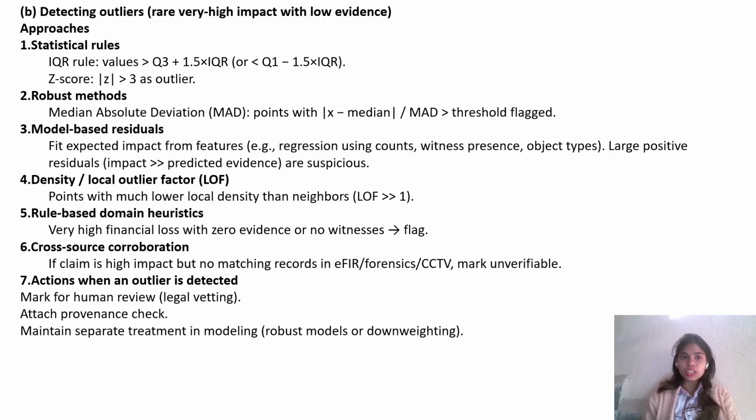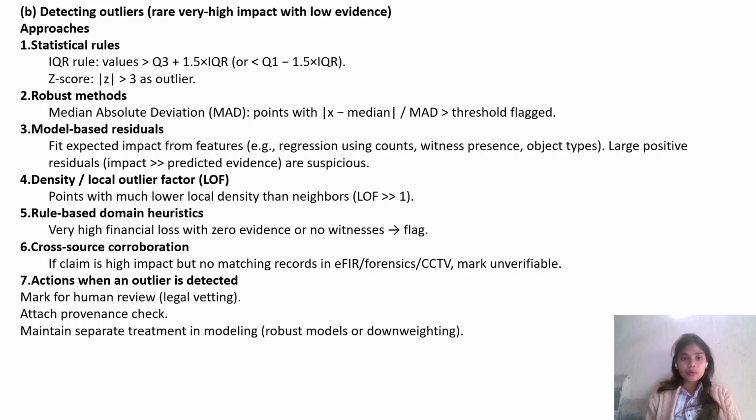B. Detecting outliers. Approaches: first, statistical rules. Second, robust methods. Third, model-based residuals. Fourth, density. Fifth, rule-based domain checks. Sixth, cross-source corroboration. Seventh, action when an outlier is detected. Statistical rules: a z-score above 3 marks outliers. Robust methods: median absolute deviation. Model-based residuals: fit expected impact from features. Density: points with much lower density than neighbors.